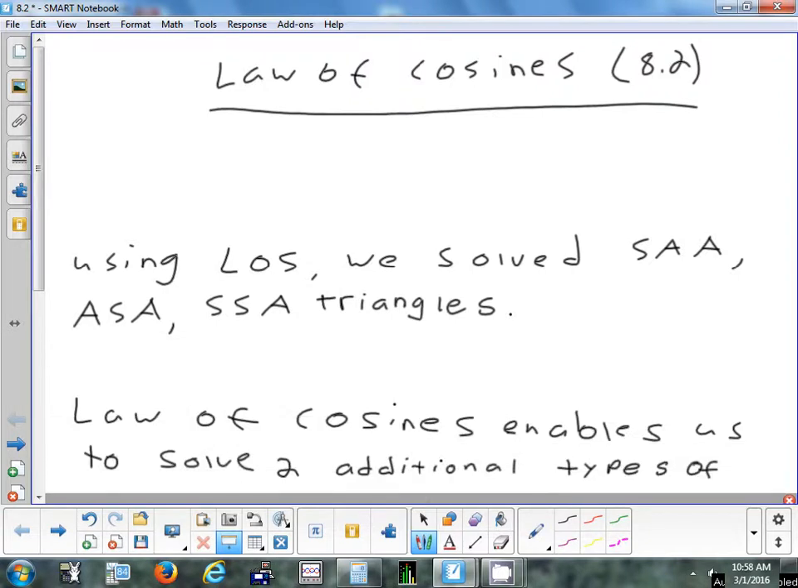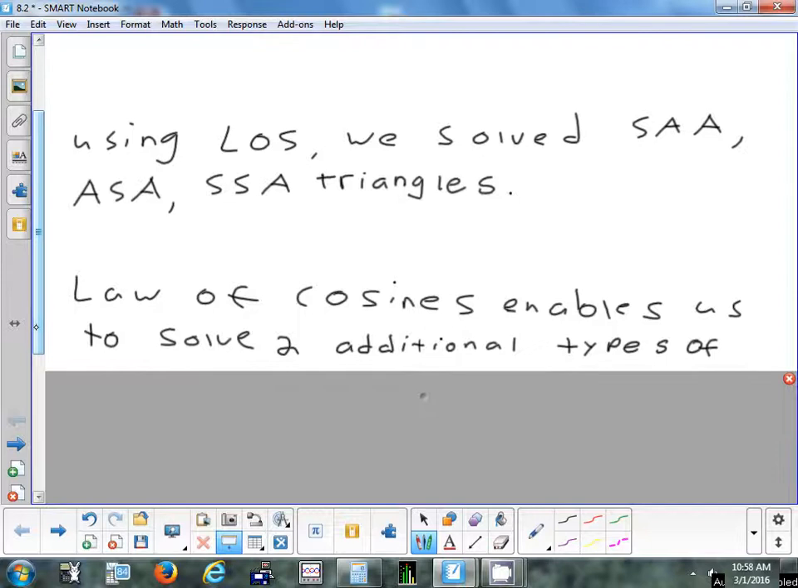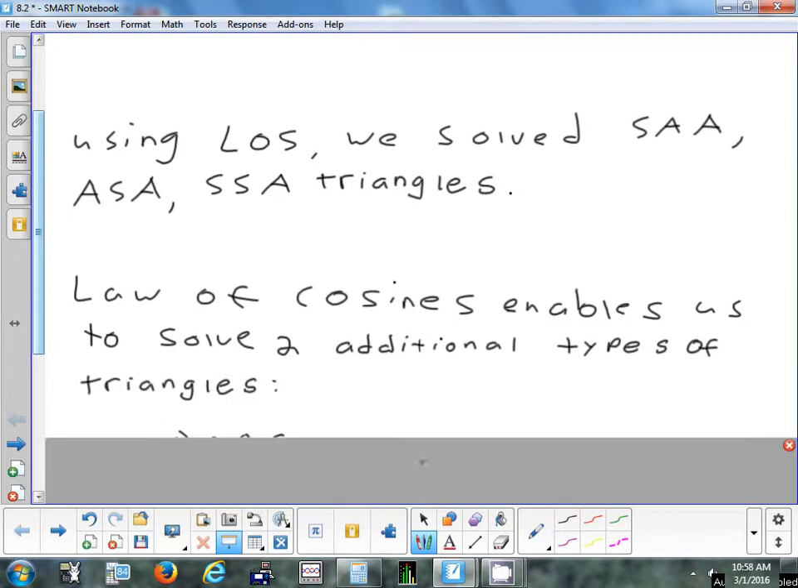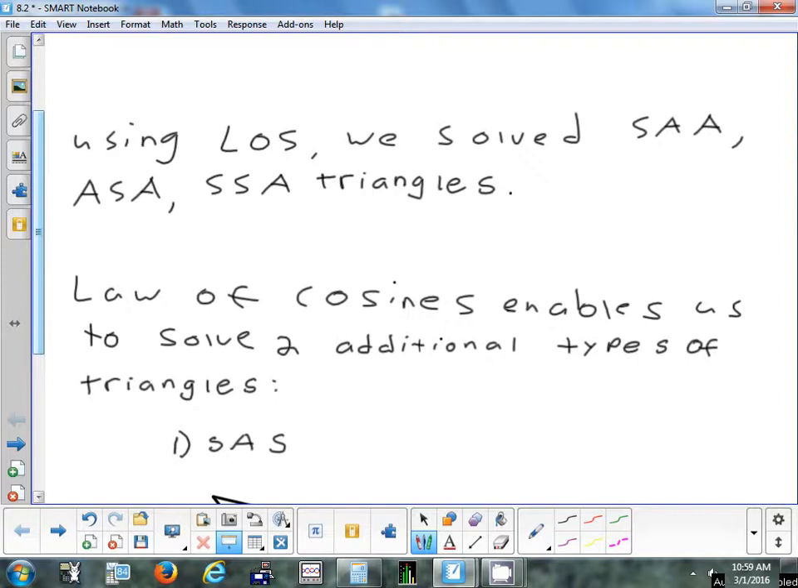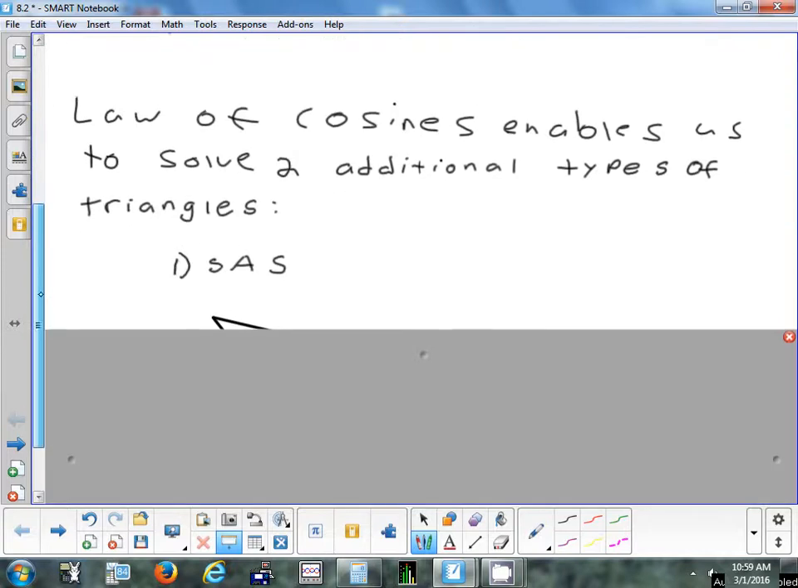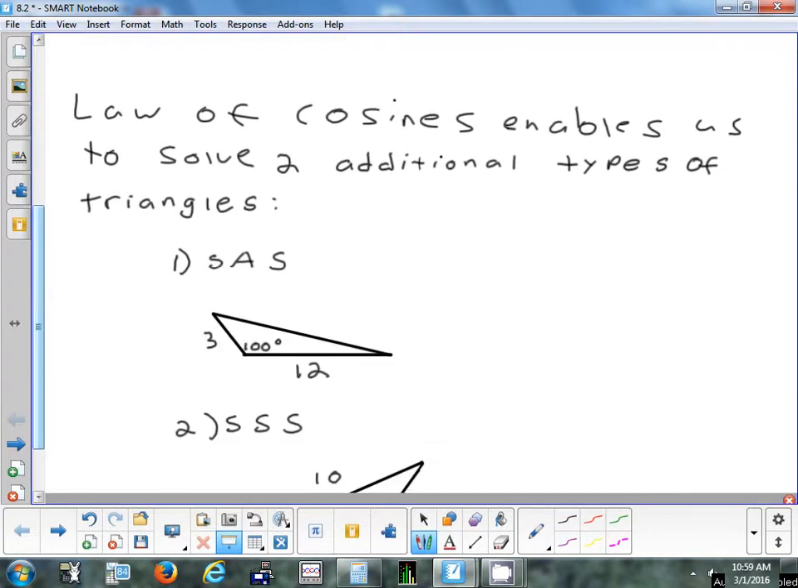Well, law of cosines is going to allow us to find or solve 2 additional types of triangles. Does anybody remember what I said the 2 other types were? Yep, so we got side, side, side, and side, angle, side. Okay, so those are the 2 new types that we can solve.